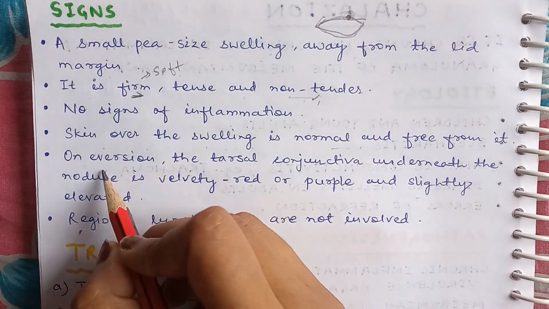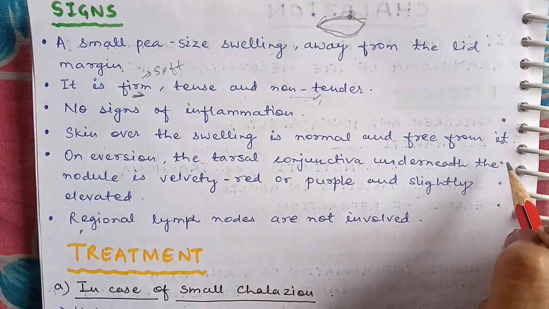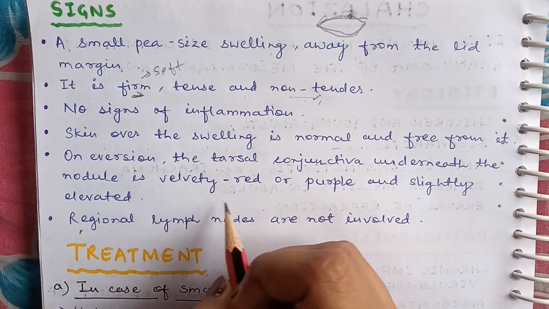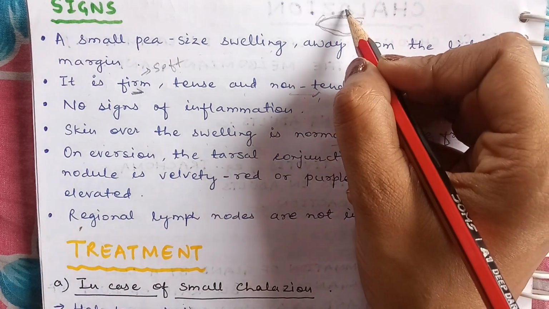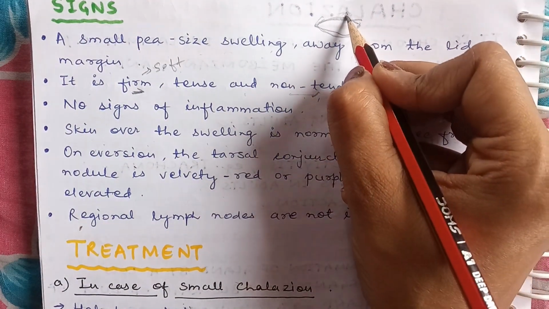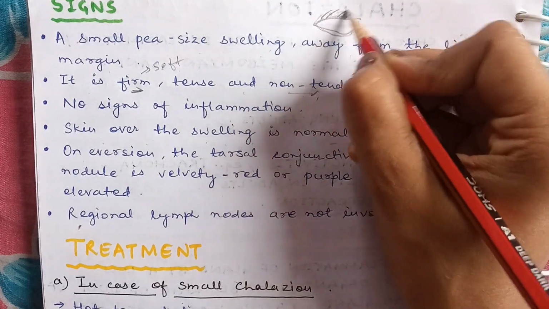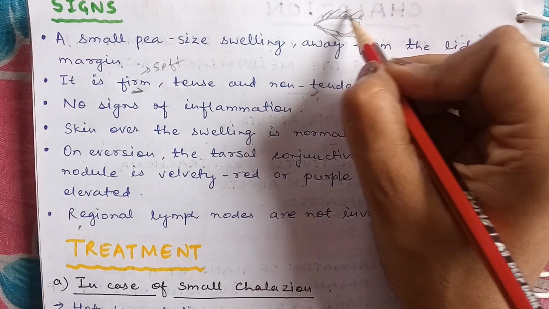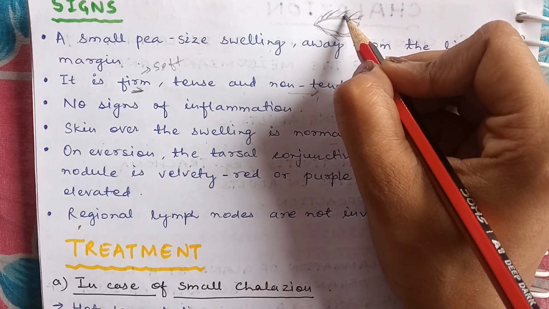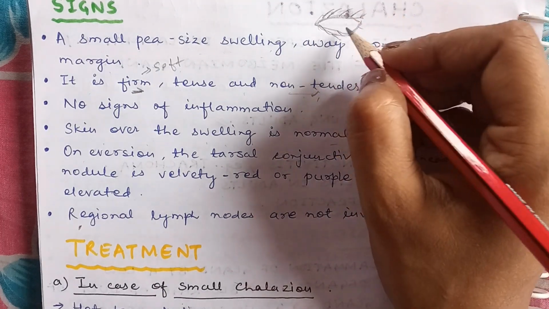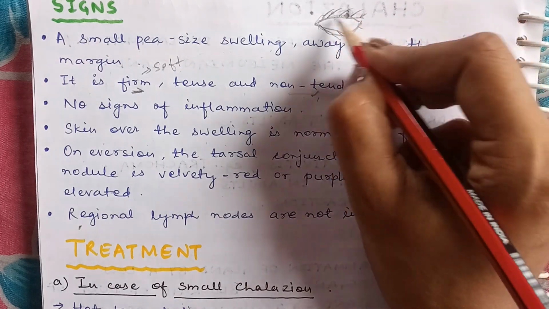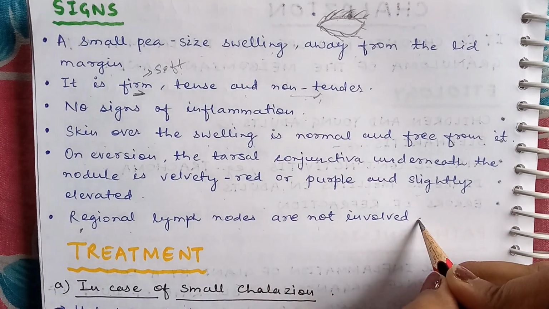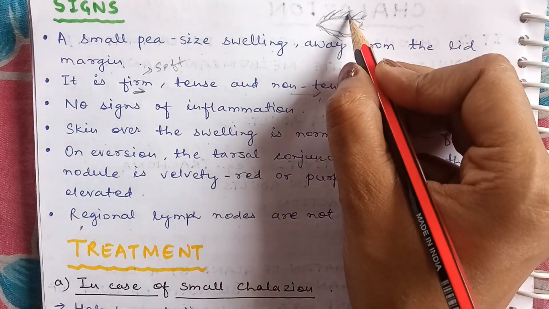Next, on eversion, the tarsal conjunctiva underneath the nodule is velvety red or purple and slightly elevated. This is the chalazion, and the reddish purple area where the chalazion usually points is seen on the palpebral conjunctiva after eversion of the eyelid. Next, regional lymph nodes are not involved in chalazion.